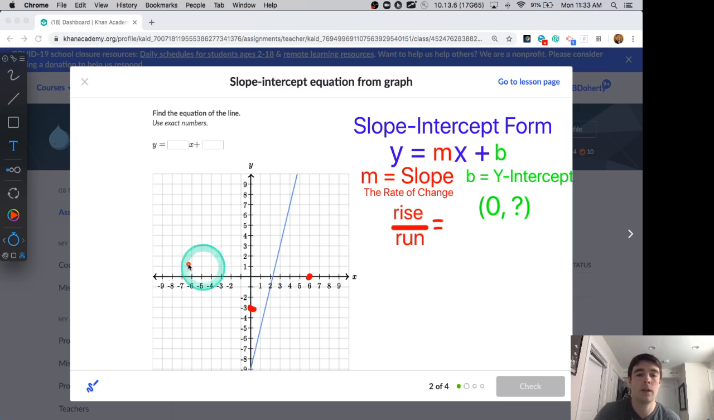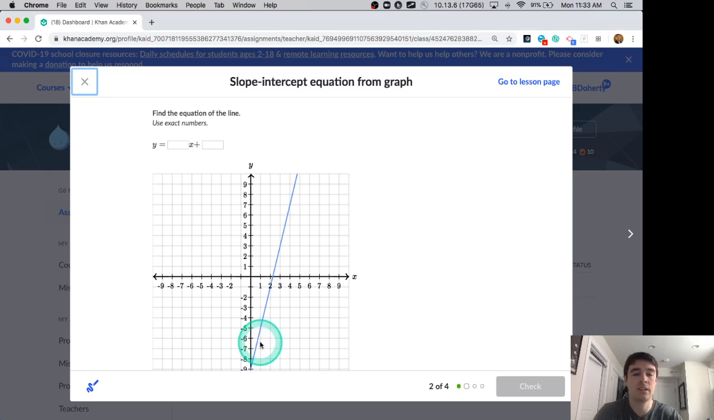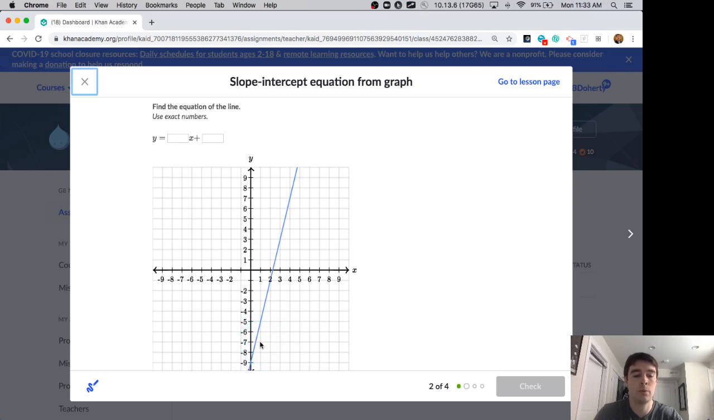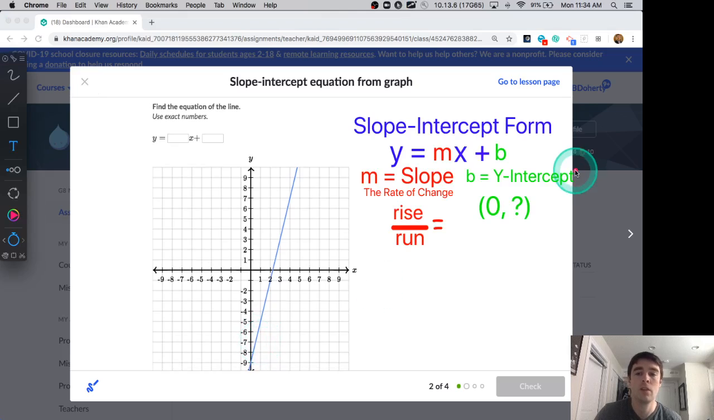Okay, so now we have a new graph here. Same situation, they've graphed out a blue line for us, and they ask us to go and find the equation that would match this blue line. The first thing I'm going to do is I'm going to go ahead and identify my y-intercept. And I see this data point, I see the blue line crossing with the y-axis right here.